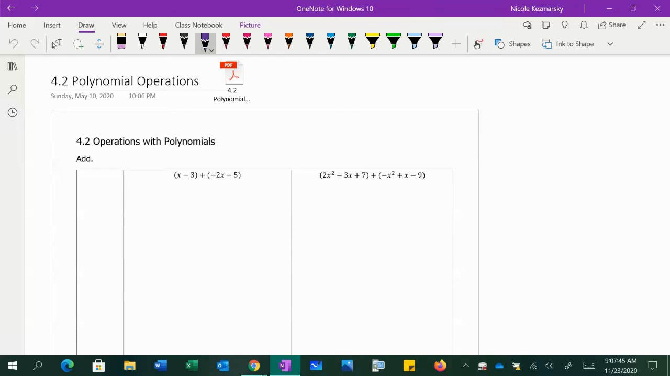This is 4.2 Polynomial Operations. In this section, we're going to add, subtract, and multiply polynomial expressions. For the first section, we're going to start by adding.